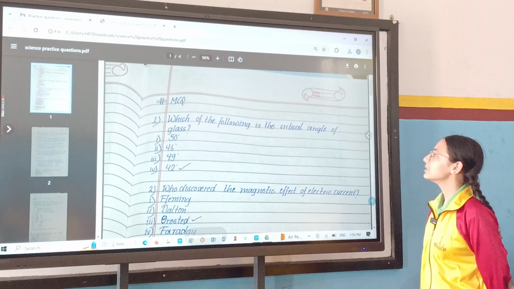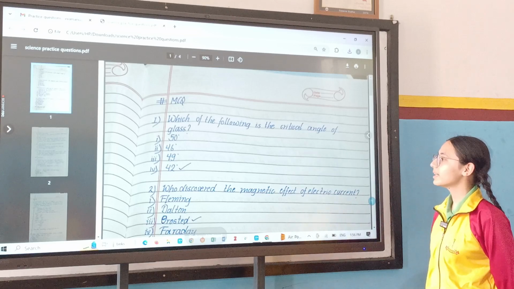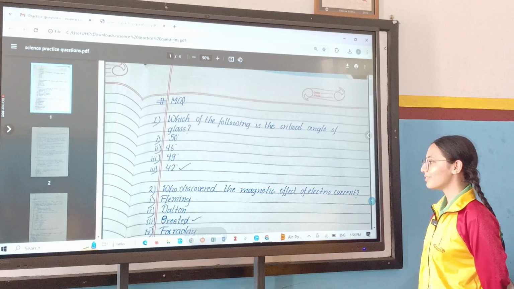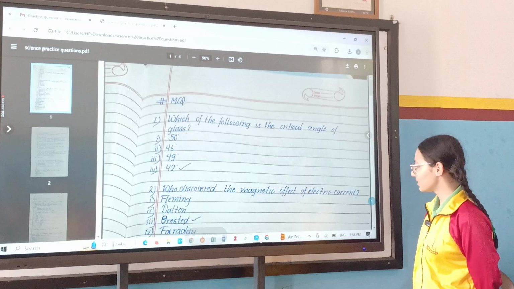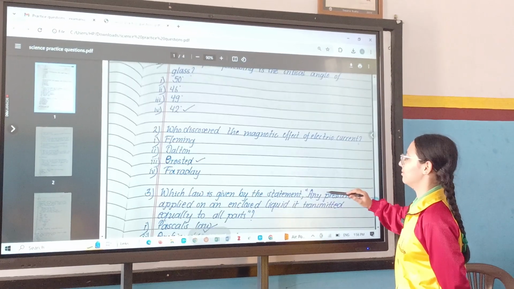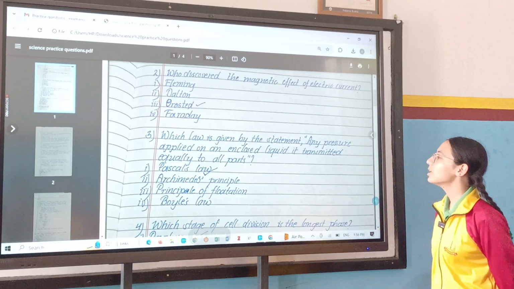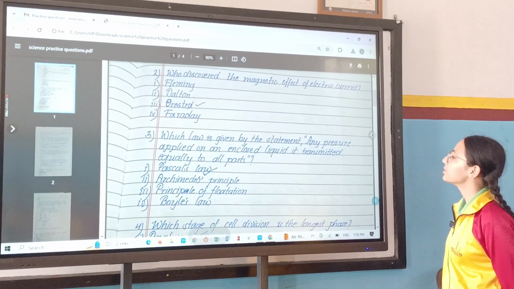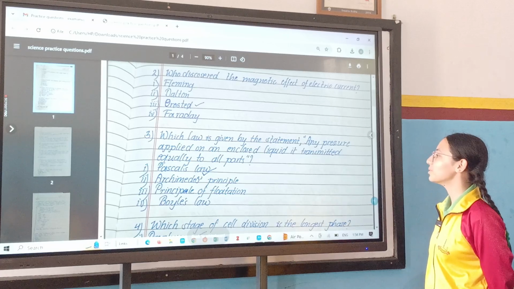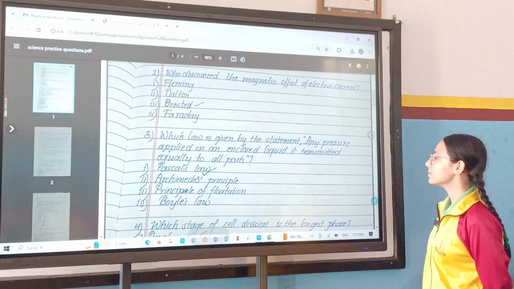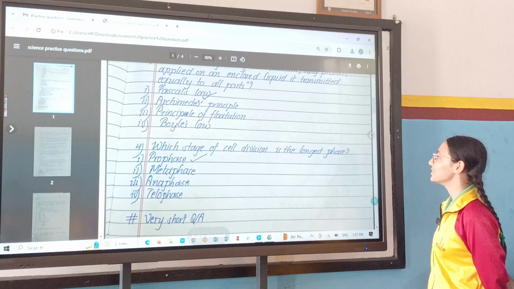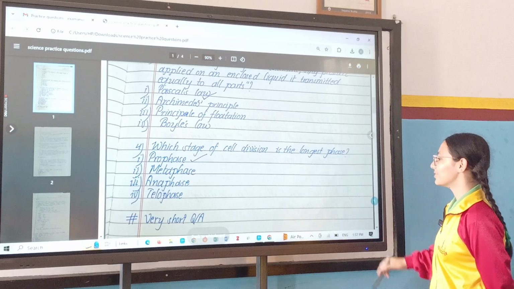Which of the following is the critical angle of glass? 42 degree. Who discovered the magnetic effect of electric current? Oersted. Which law is given by the statement, any pressure applied on an enclosed liquid is transmitted equally to all the parts? Pascal's law. Which stage of cell division is the longest phase? Prophase.